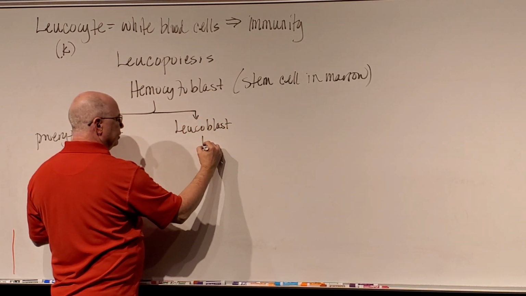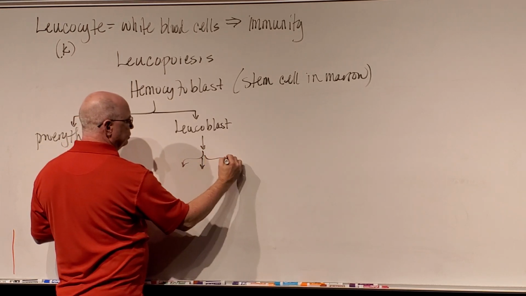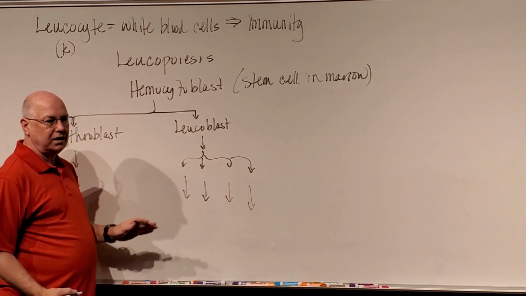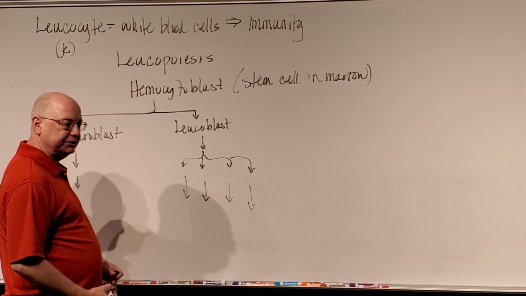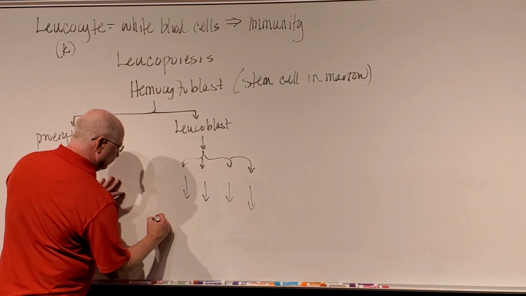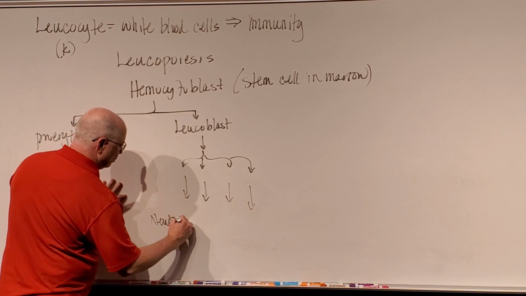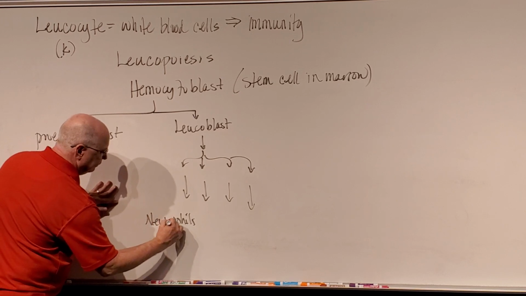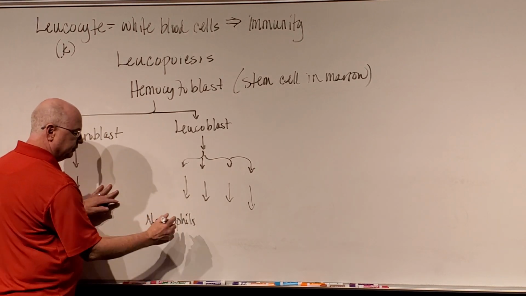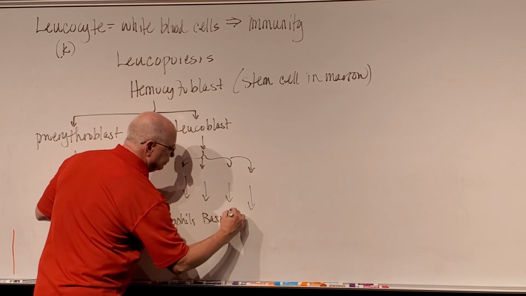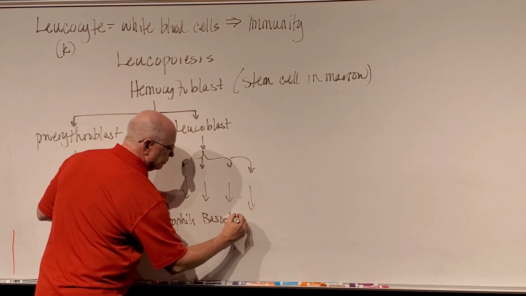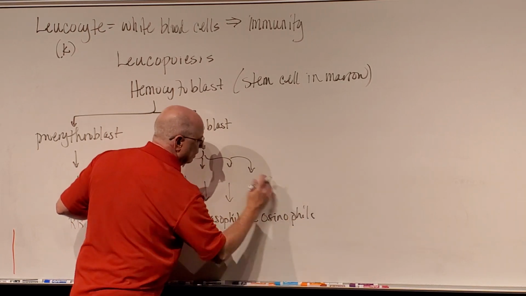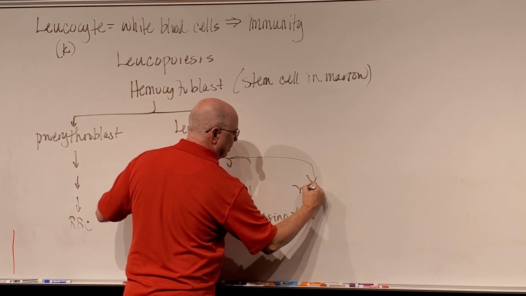The leukoblast is going to go through a series of differentiations and can result in 4 different cells as they develop. I'm not going to go into every step because it gets very complicated. But there are 4 major white blood cells that can come from this. There's one called neutrophils. I'm not writing very neatly because I'm at the bottom of the board again. But they can develop into these cells called neutrophils, basophils, eosinophils, and the last one they can develop into is called a monocyte.